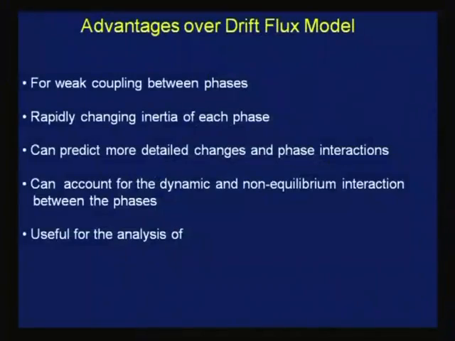So, the advantages which we have over the drift flux model. The first thing is, it is more useful when the two phases are weakly coupled and the inertia of each phase changes rapidly. Under this condition, finding tau I and S I is not very difficult, and definitely under this condition it is easier to use the two fluid model as compared to the drift flux model. Because when there is weak coupling, finding J21 becomes much more complex. So under those conditions, we would prefer this.